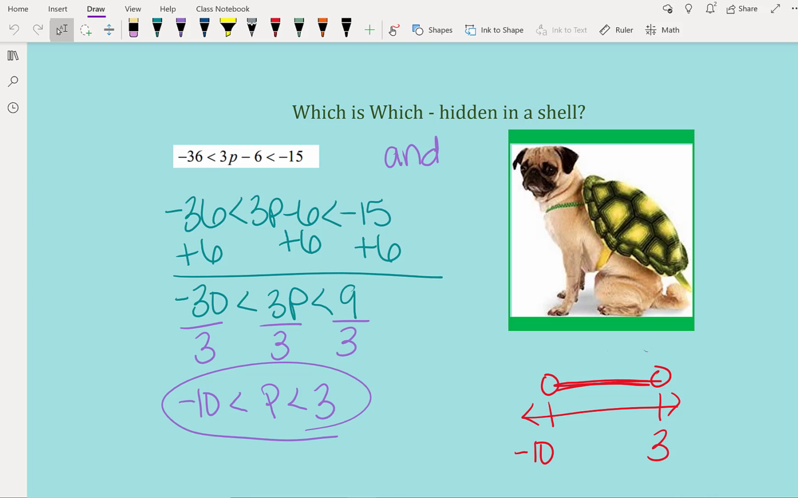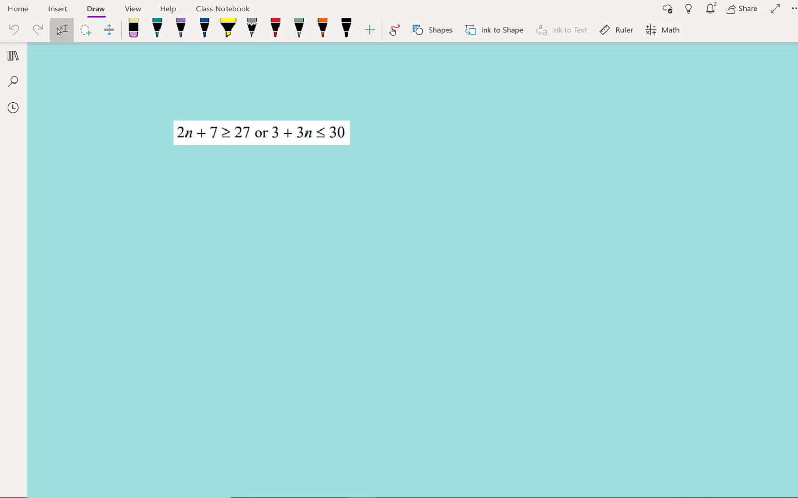So let's look at another one. All right, so again, with this one, we need to figure out if it's an and or if it's an or. This one actually says the word or, so it's an or, which means that it's also union, right? And so that just means that it's going to go in two different directions. So we're going to solve these as two completely separate inequalities. So you have 2n plus 7 is greater than or equal to 27, and 3 plus 3n is less than or equal to 30. So let's solve these.